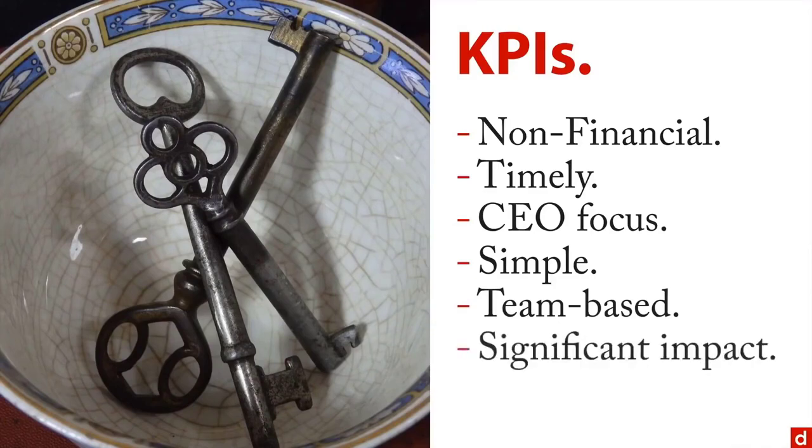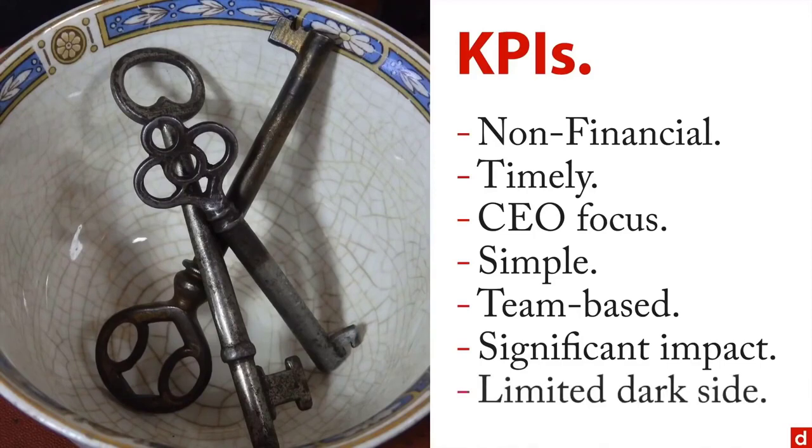They should have significant impact. What that really means is they should affect more than one important outcome. So you can do profitability and market reach, or improved manufacturing time and fewer defects. And finally, an ideal KPI has a limited dark side. That means there's fewer possibilities for reinforcing the wrong behaviors and rewarding people for sort of exploiting the system.